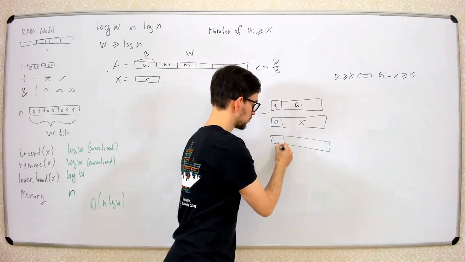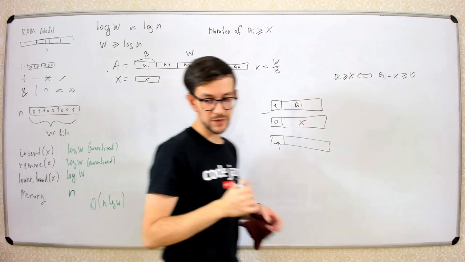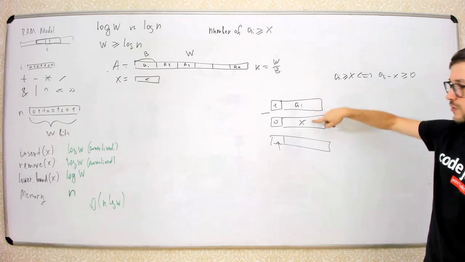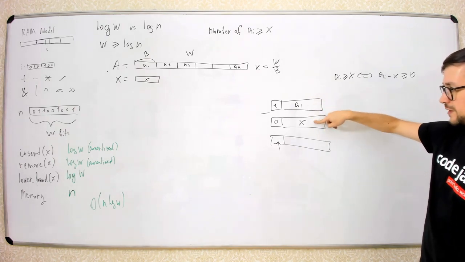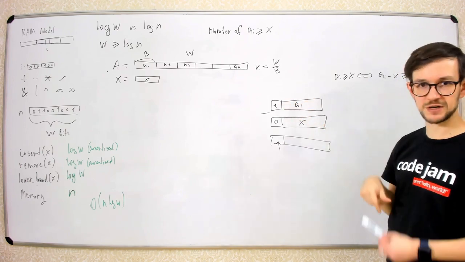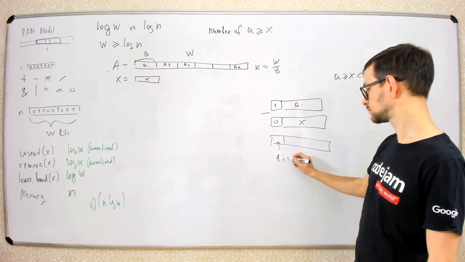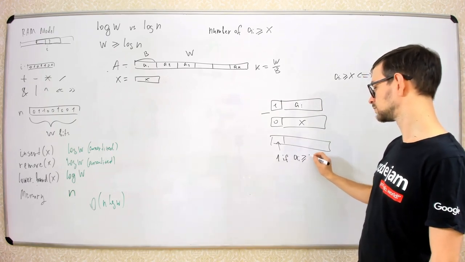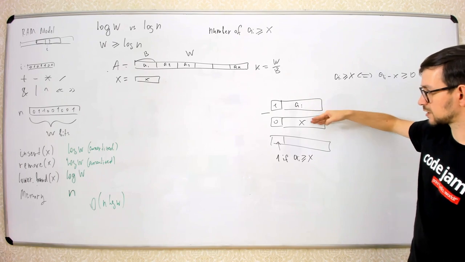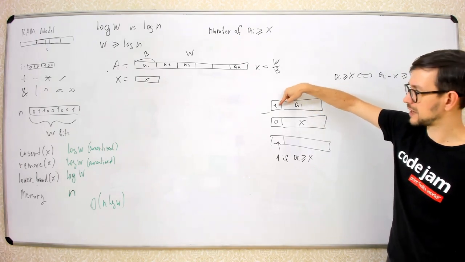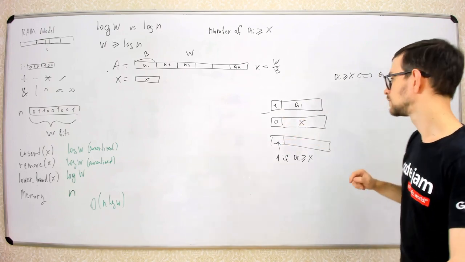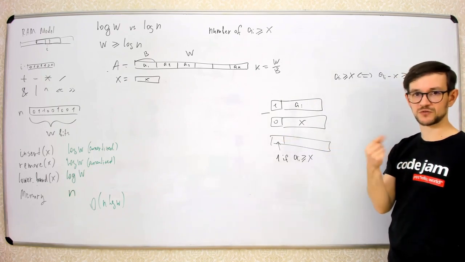Now in the result, I will look into this bit. This bit will contain the result of this comparison. So if A was greater or equal to x, then I subtract this from this and this bit will not be used, so this bit will stay 1. And if A is less than x, then when I subtract, I need to use this bit here, so in the end it will be 0. So this bit of the result actually contains information about this comparison.